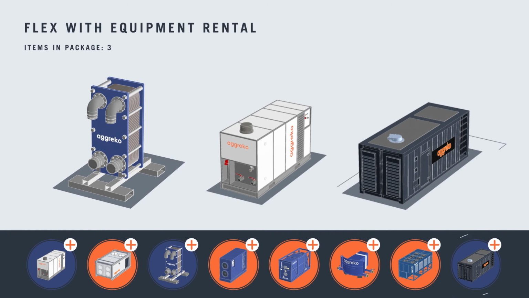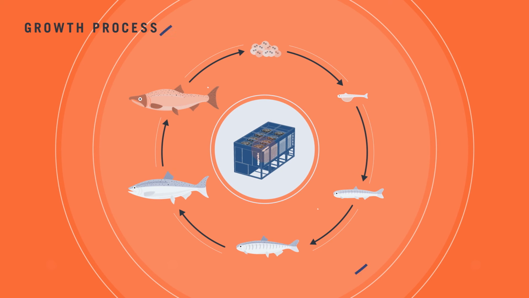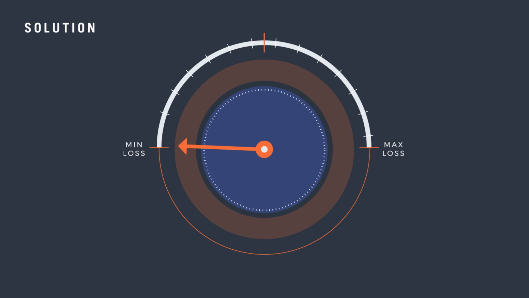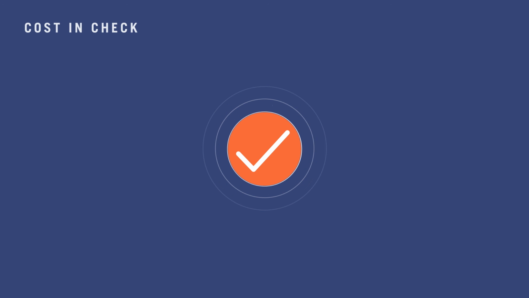Whether you need to add a generator during periods of peak production or swap out boilers for chillers to control the growth process, we can offer a solution that will keep losses to a minimum, optimize your productivity, and keep costs in check.